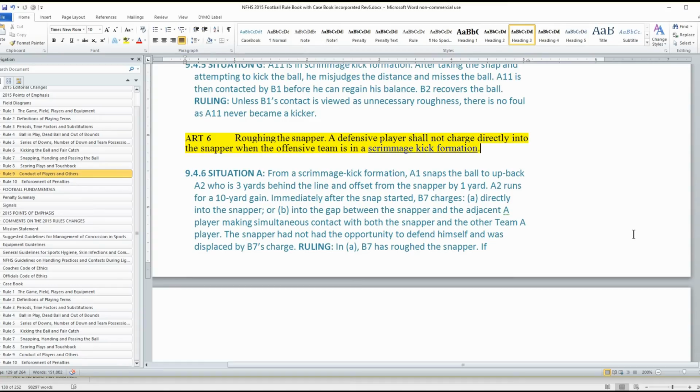The second rule that applies in this situation is the prohibition against roughing the snapper. Now, normally there is no prohibition against roughing the center or the snapper, but when the team is in scrimmage kick formation, a defensive player shall not charge directly into the snapper. If they do so, it is roughing the snapper. So again, as long as they're in a scrimmage kick formation, the center enjoys special protection.